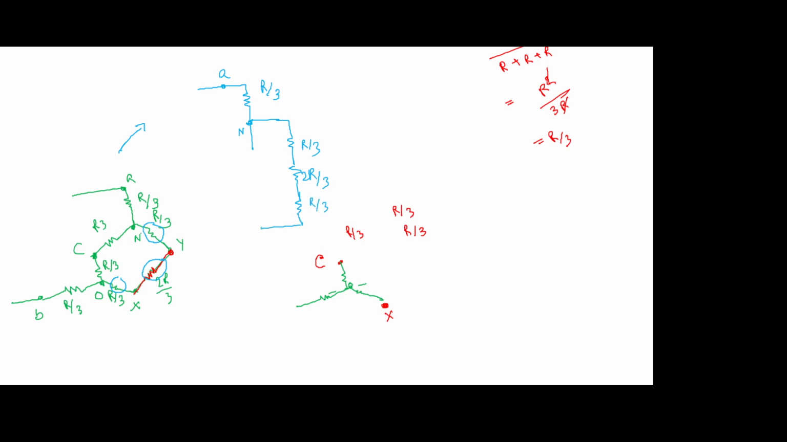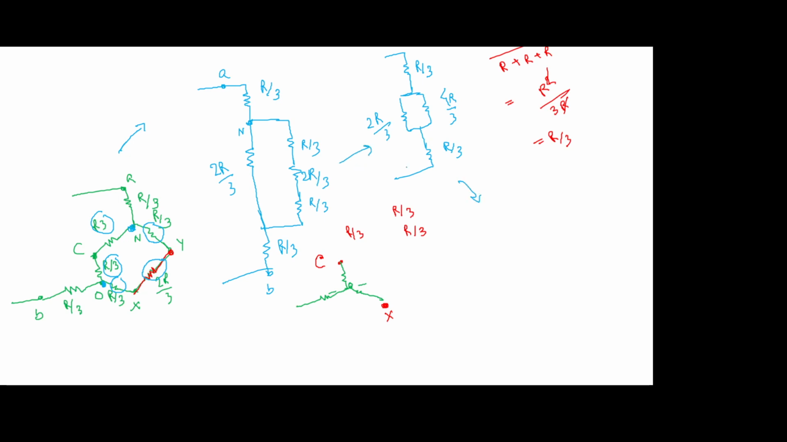Now between N and O, this particular resistance and this particular resistance are connected in series, so it is R by 3 plus R by 3, 2R by 3. And finally, between O and B, there is another resistance R by 3. Now the summation of this is 4R by 3. So basically the circuit can be simplified to R by 3, 2R by 3 in parallel with 4R by 3, and this is in series with R by 3.